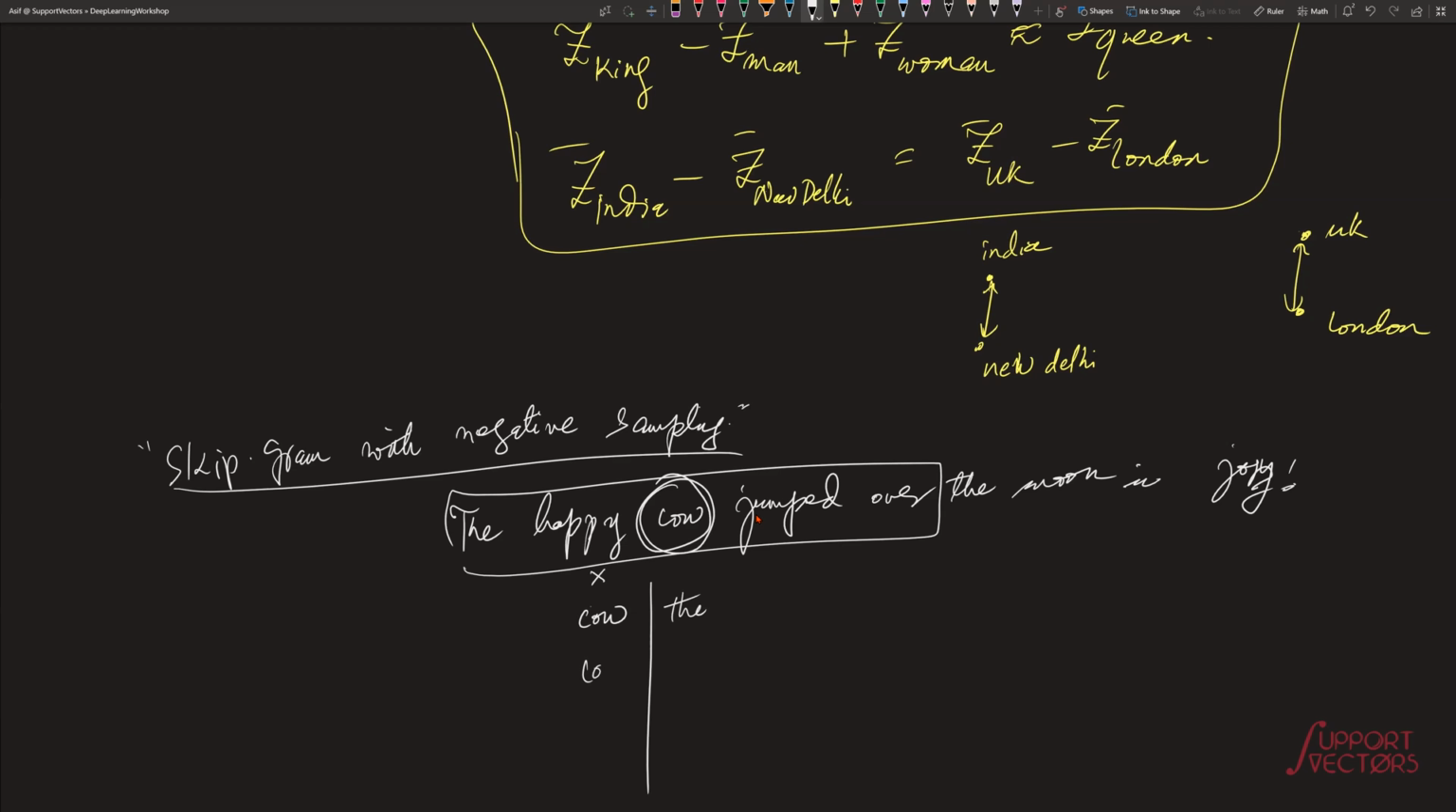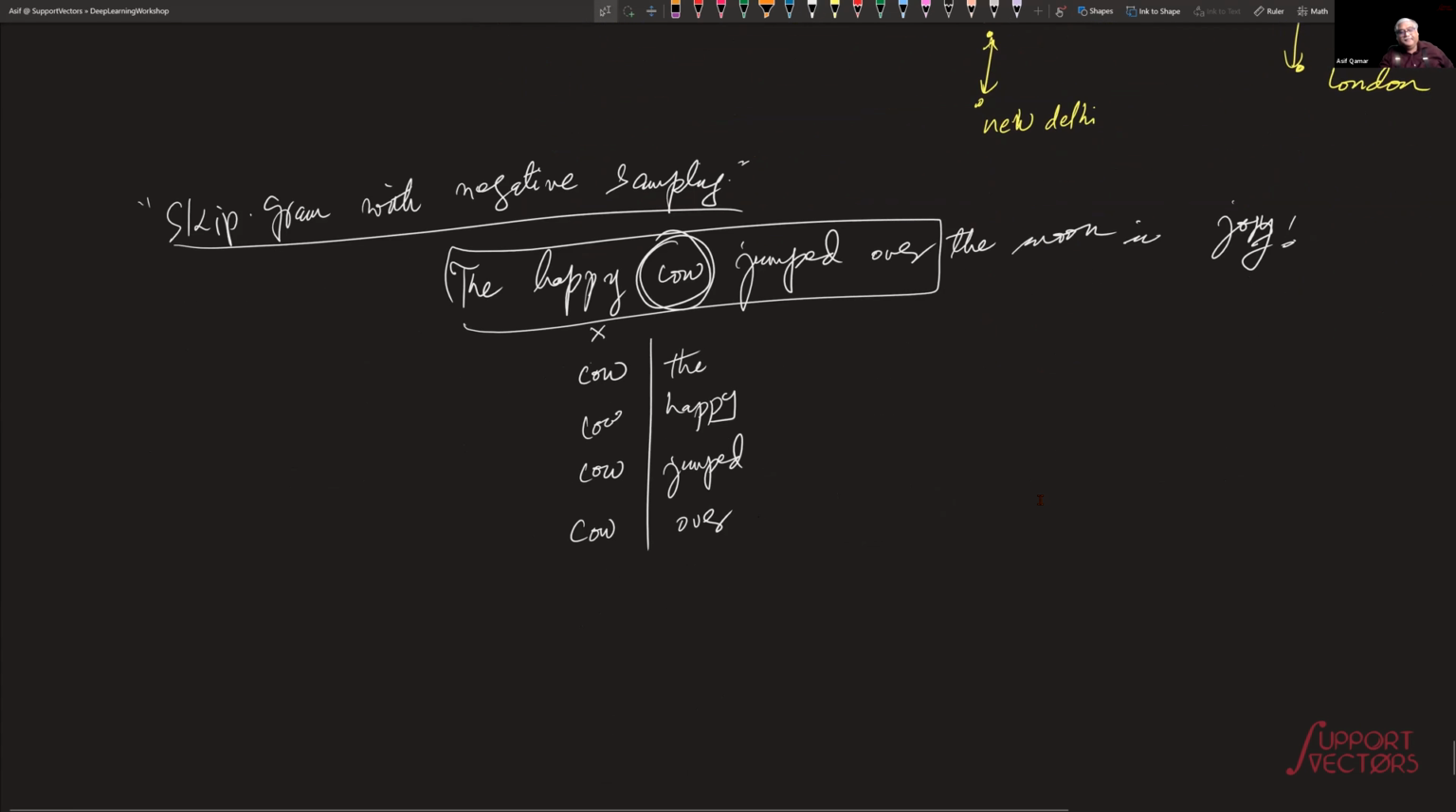The cow, happy, cow jumped, cow over, right? So what we did is, we are basically saying that the word cow, these are the company, we have evidence that cow is keeping a company with these words. Are we together?